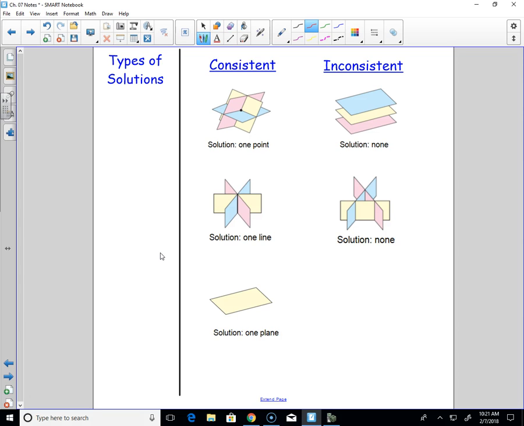It looks kind of like a star, but that's only if you look at it two-dimensionally. Three-dimensionally, I think most of you can tell it's three planes, right? Which one are we talking about? The first one. The solution is one point. And for the second one, for consistent, it would be three planes in one line, yeah. You could say sharing one line, intersecting in one line.